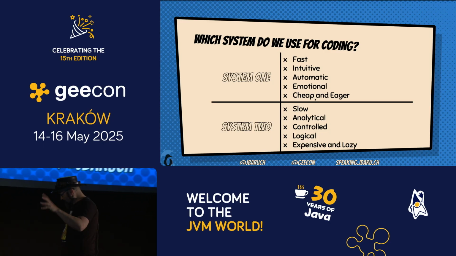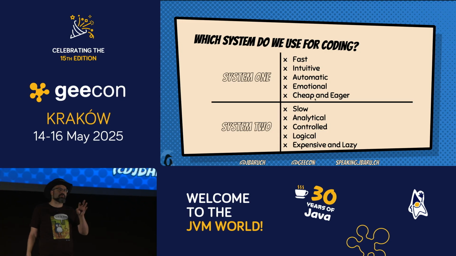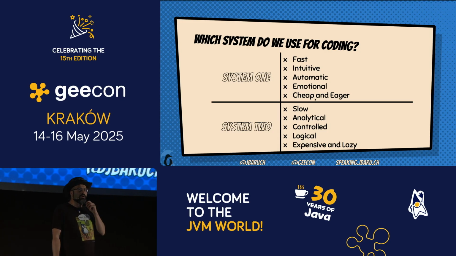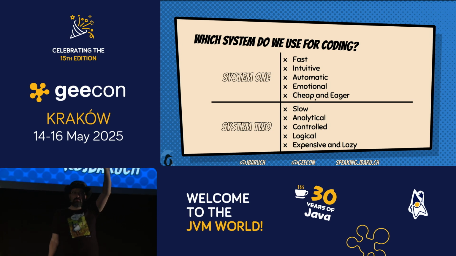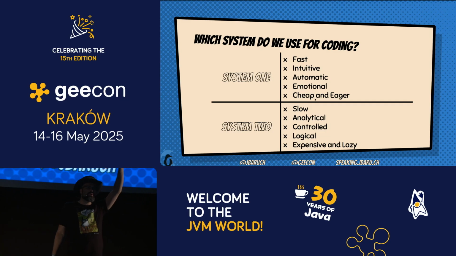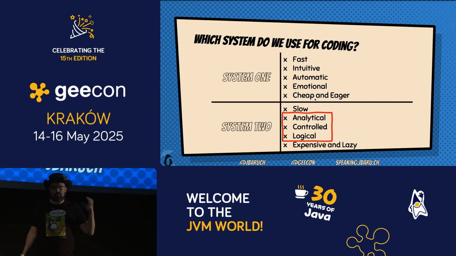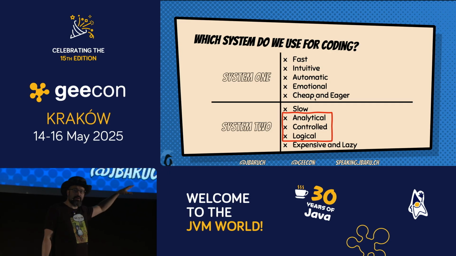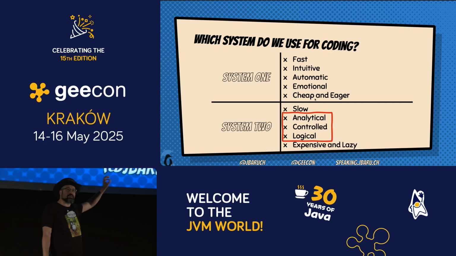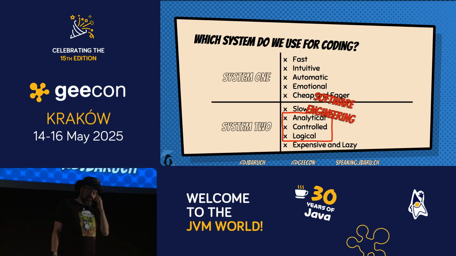Right? Let me ask you a question. Which system do you think you use when you write code? No Copilot. Who thinks you use System 1? Some hands. Okay, who thinks you use System 2? Like 90% of the people, and I agree with you. We use System 2 because we need the analytical, the controlled, and the logical. We most definitely use System 2. This is your software engineering.